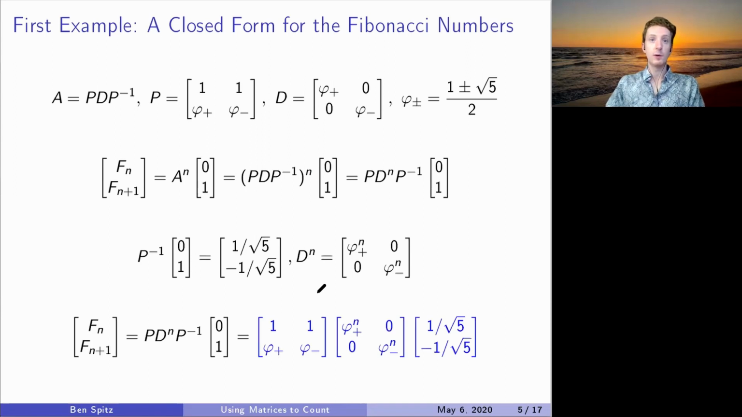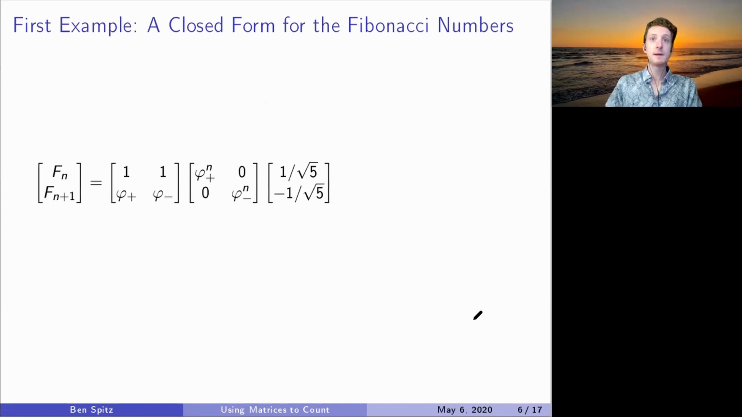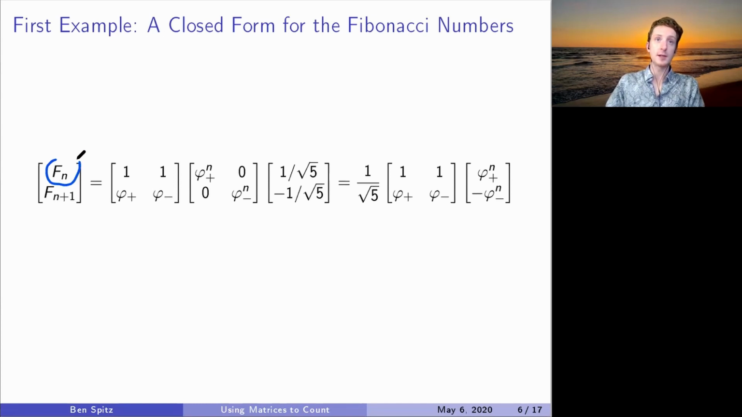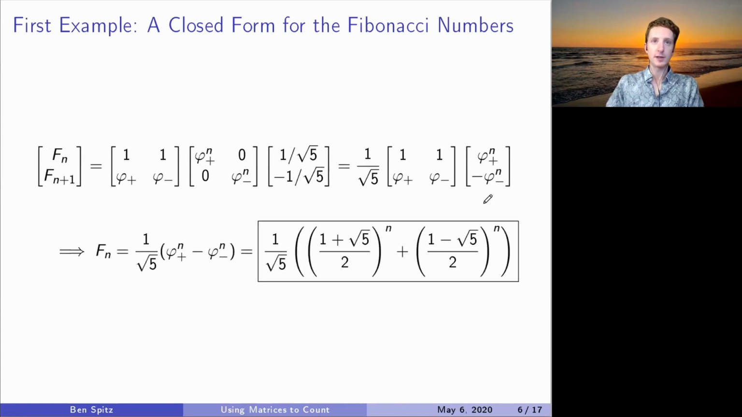And what we're left with is that this pair, the nth Fibonacci number and the n plus first Fibonacci number, is just the product of these three matrices. So this one was P, that one was D to the n, and that's P inverse applied to 0, 1. Okay, so there that is again, and we'll just expand this out. Remember, in the end I'm only interested in the nth Fibonacci number, so I just need the first entry of this resulting matrix product, which I can write like this. You just do the matrix multiplication, expand everything out, and you get this explicit formula for the nth Fibonacci number. Okay, so either that was cool or boring.